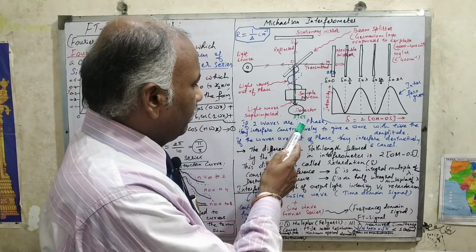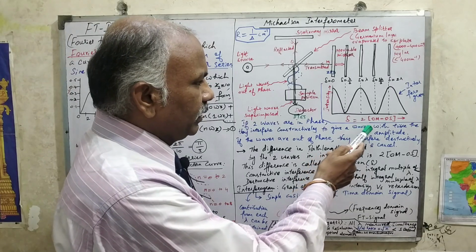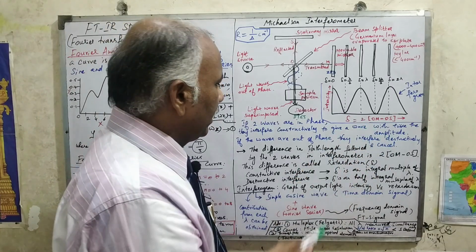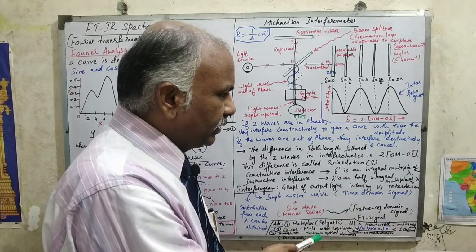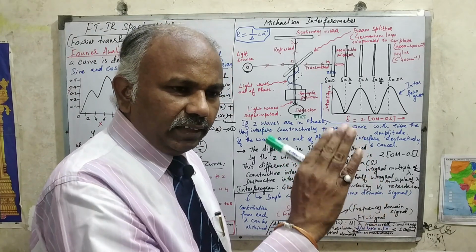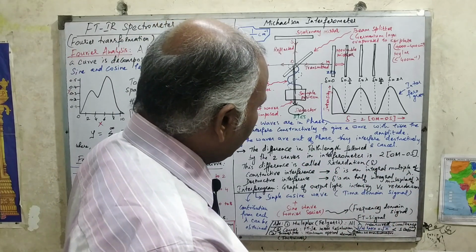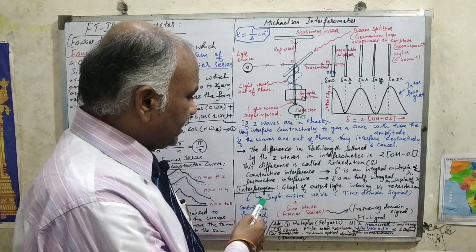If the two waves are in phase, they interfere constructively to give a wave with twice the amplitude. This is a very important aspect. If the waves are out of phase, they interfere destructively and cancel each other. So there is always constructive interference followed by destructive interference, right? All these things we have discussed here.